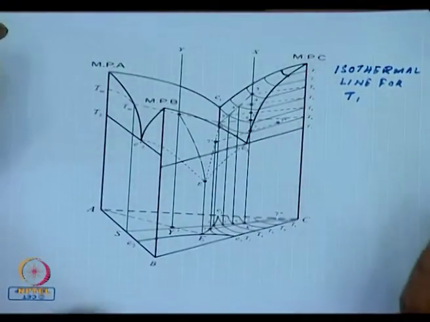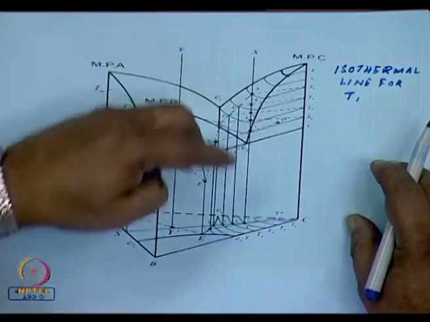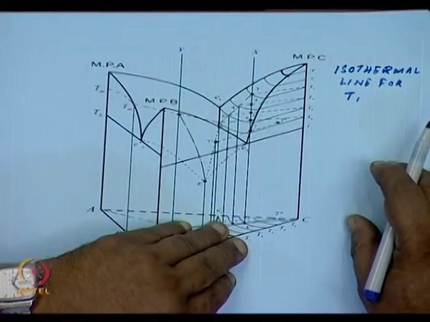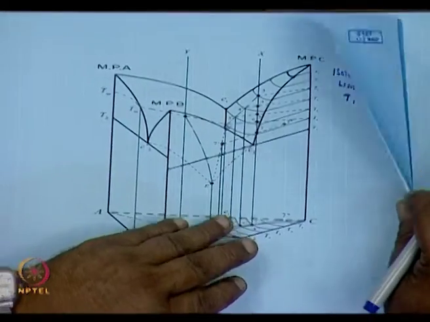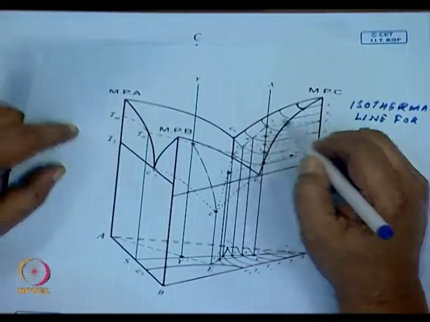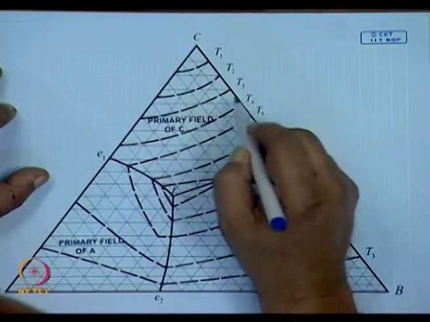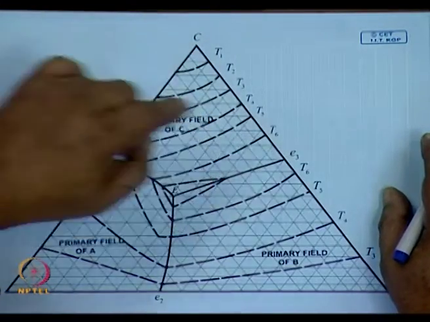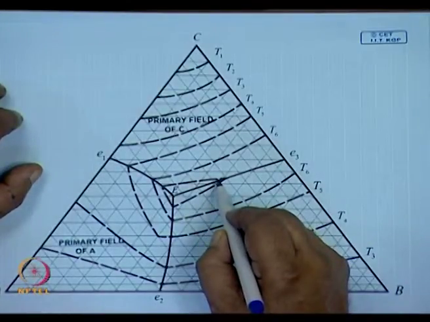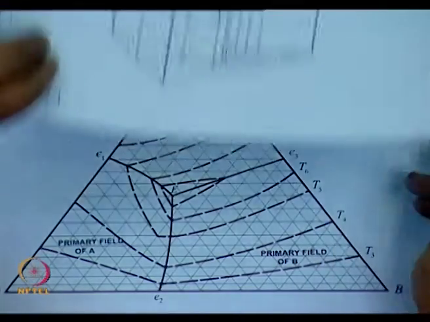Having said that, let me now project these isothermal lines on the two-dimensional one. Let me say what I would end up with and then come back and say why. If I project these curvilinear isothermal lines on a two-dimensional one, I would get lines like this. All these T1, these lines are isothermal lines, which have been shown over here.